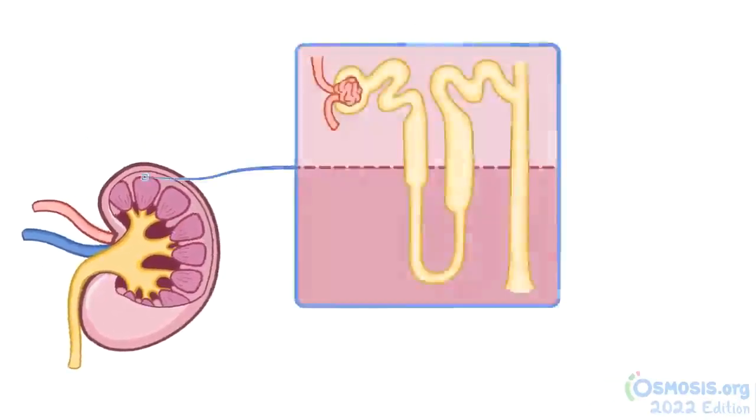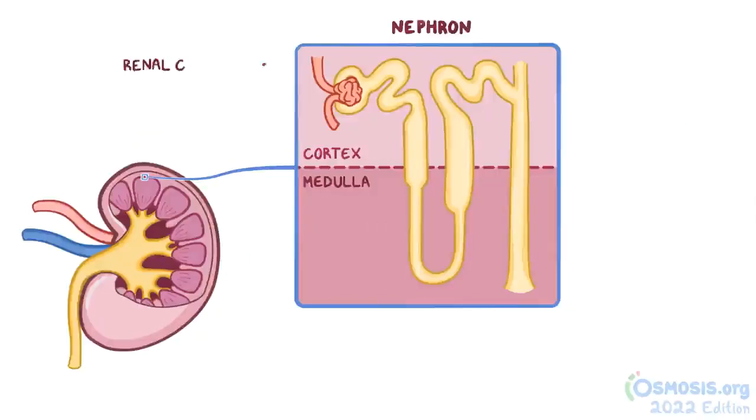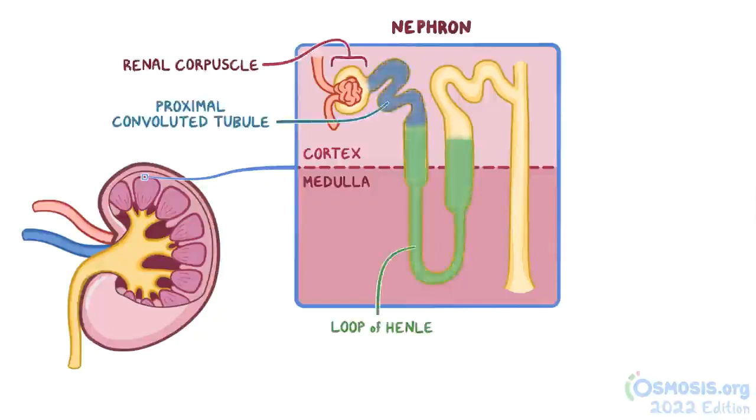At the junction between the cortex and the medulla are millions of functional units called nephrons. Each nephron can be divided into its major parts: the renal corpuscle, proximal convoluted tubule, loop of Henle, distal convoluted tubule, and collecting duct.